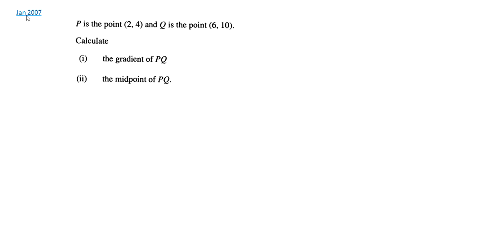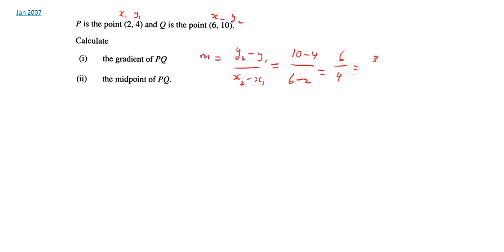And we have a straightforward one here. This is from the January 2007 paper. We have 2 points, P and Q. So we can label that as x1, y1, x2, y2, and we want the gradient of PQ. So gradient m equals y2 minus y1 over x2 minus x1, which is 10 minus 4 over 6 minus 2, which is 6 over 4, which is 3 over 2. Right, so that's the gradient of PQ.